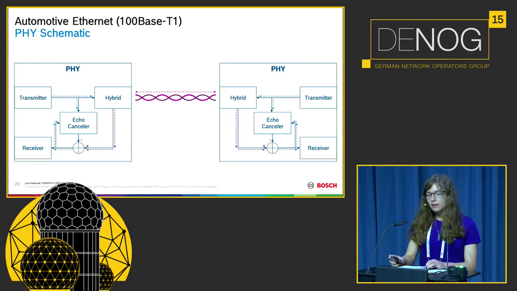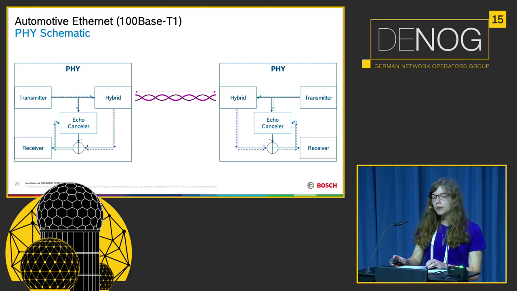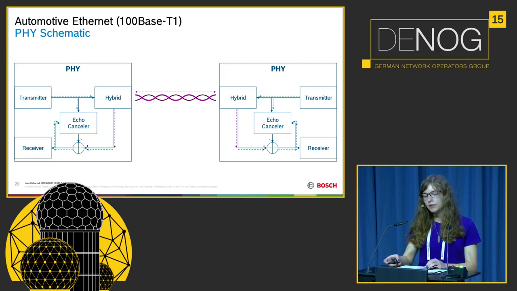Automotive Ethernet, in this case 100BASE-T1, is full duplex, so both nodes can send at the same time with the full bandwidth. And to do this, they need an echo canceller in their PHYs. So they send and receive from the same line, but they filter the signal they send themselves from the signal that's on the line to figure out what's the other signal that was sent from the other side. Then they can receive it and forward it to the software that will work with the signal.